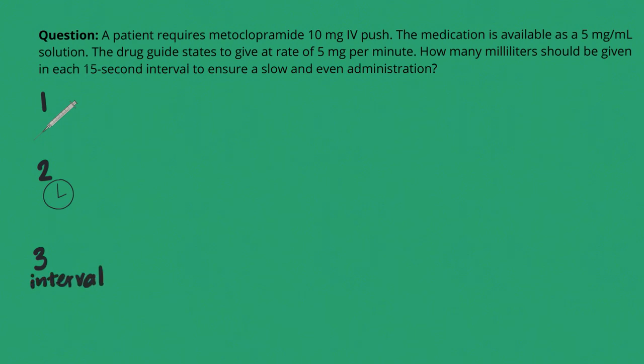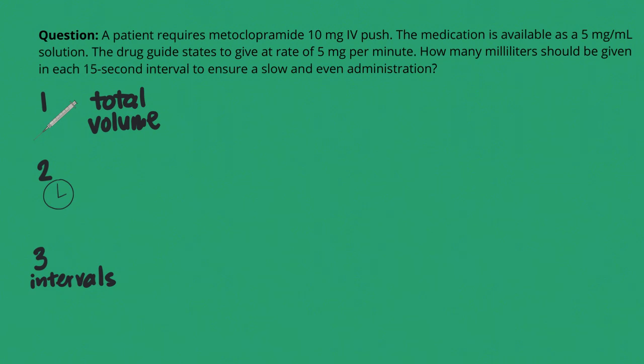So let's get started. We're going to first figure out the volume that we want to pull up in the syringe. This is called the total volume. So we look first for some key pieces of information. We're going to look for our order and we're going to look for our available medication. We have a patient that requires metoclopramide, 10 milligrams, IV push. The medication is available as a 5 milligram per milliliter solution. The drug guide states to give at a rate of 5 milligrams per minute. How many milliliters should be given in 15-second intervals to ensure a slow and even administration?